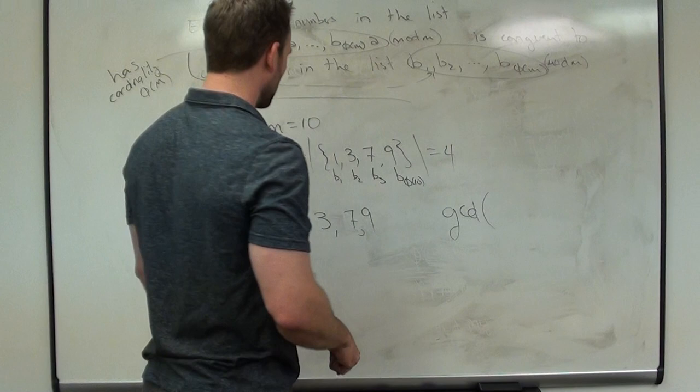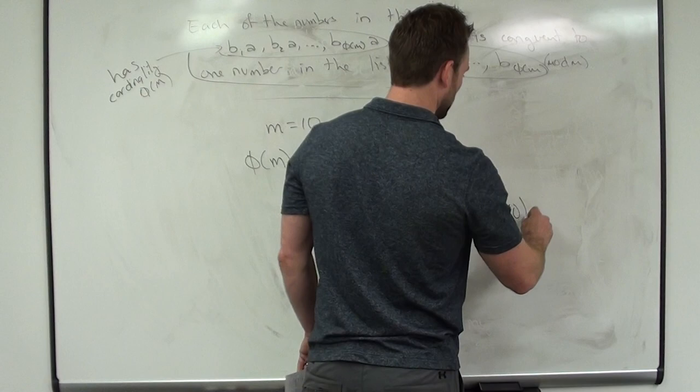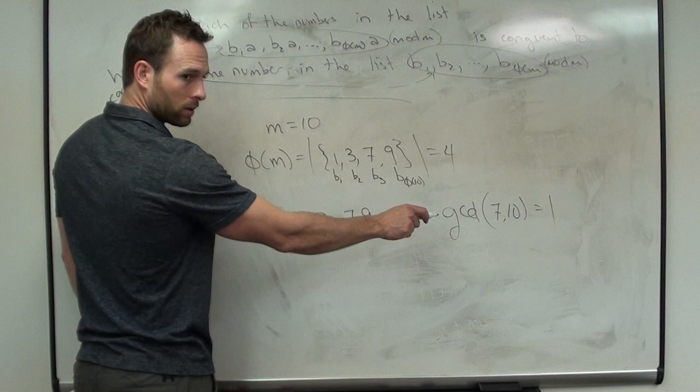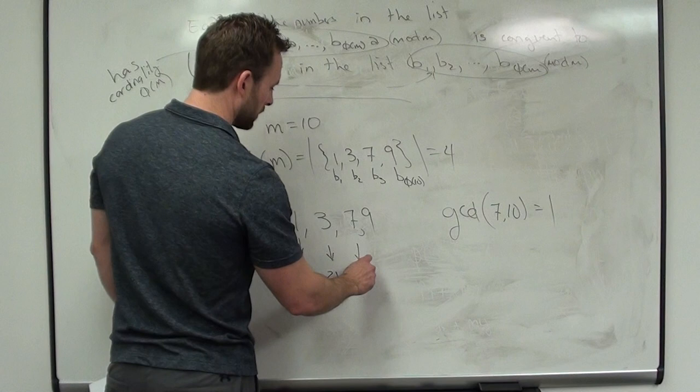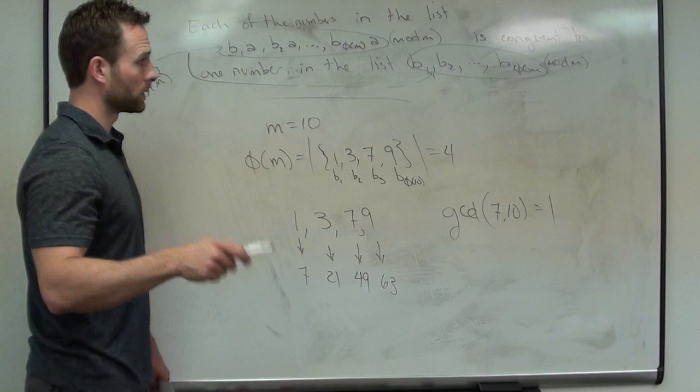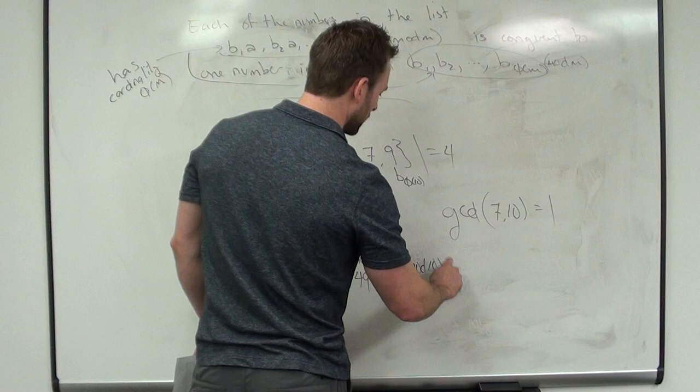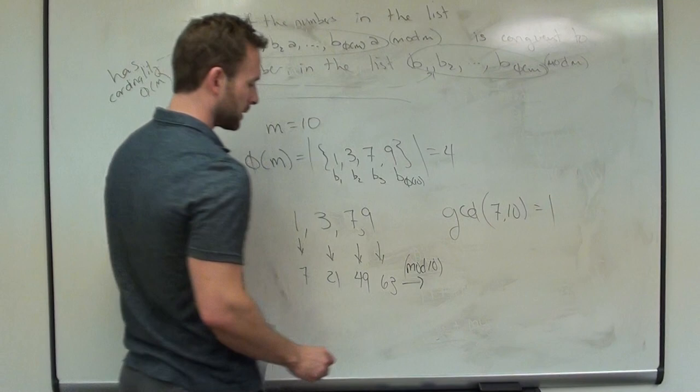GCD of 7 and 10 is 1, right? So if I multiply each one of these by 7, I do this times 7, this times 7, this times 7, this times 7. But remember, this is all viewed mod m, so when I convert this mod 10, what we're saying is we're going to get the same list, just possibly in a different order. So mod 10, 7 stays put. Mod 10 on 21, it becomes 1. Mod 10 on 49, it becomes 9.